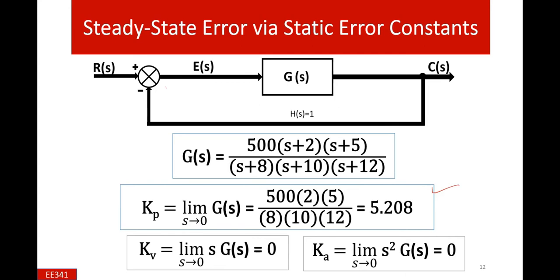And similarly, if we want to find the velocity constant, the velocity error constant definition will be s times the open loop transfer function.